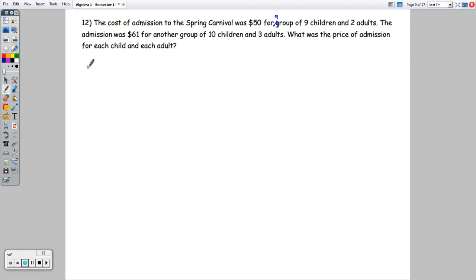So we're going to say that C is the child price, and A is the adult price. Here we're doing some systems of equations within the context of some word problems. Pretty simple one here to do though, because you have 9C plus 2A would have to be 50. That's based on this information right here.